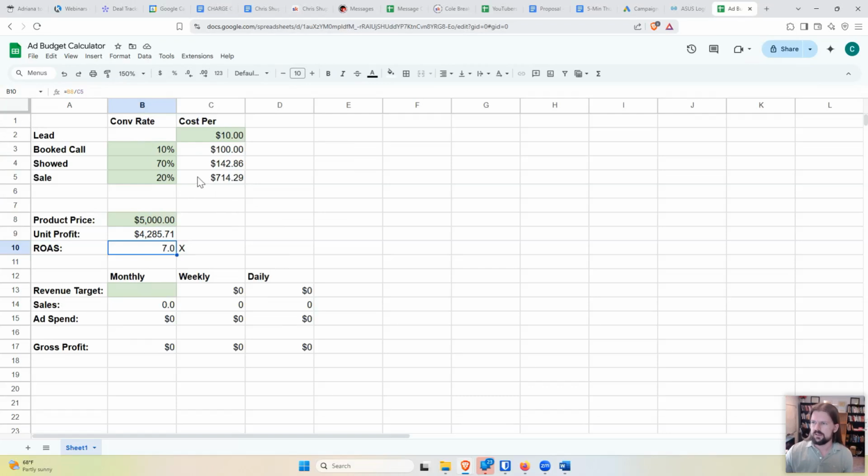So for every $714 you're spending in ad spend, you're getting a 7 times return on your ad spend. Okay, so now, in order to find the budgets, let's put in some revenue targets. How much revenue do you want to make per month? So let's say that we want to make $20,000 a month in revenue. We'd put 20,000 in here, and then it's going to fill in the rest of this.